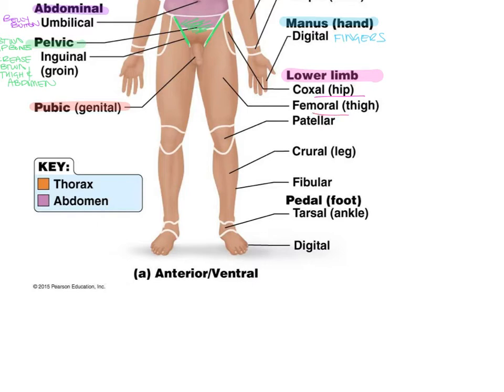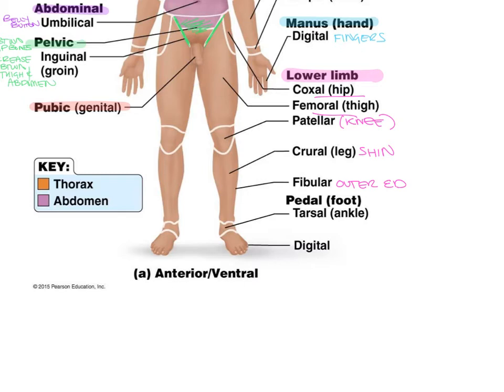Next, you have your femoral, which is your upper thigh or your thigh. So for example, again, the femoral vein and the femoral artery run through your thigh. Your patellar is your knee. Okay, next you have your crural. Now your crural is referring to the front of your lower leg or your shin. And then your fibular is the outer edge of your lower leg. We'll talk about those a little bit more because those are a little confusing.